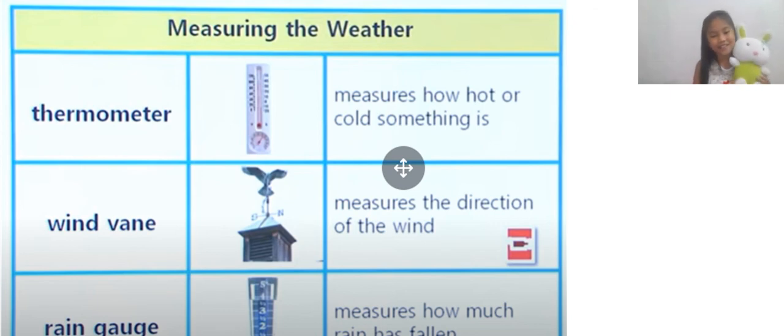Now do that project. Or if in your neighborhood there's any wind vane or rain gauge, test it.